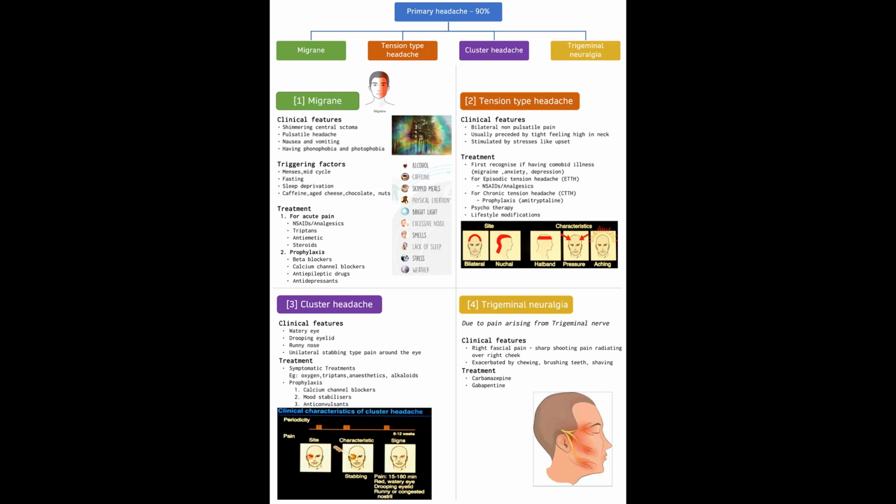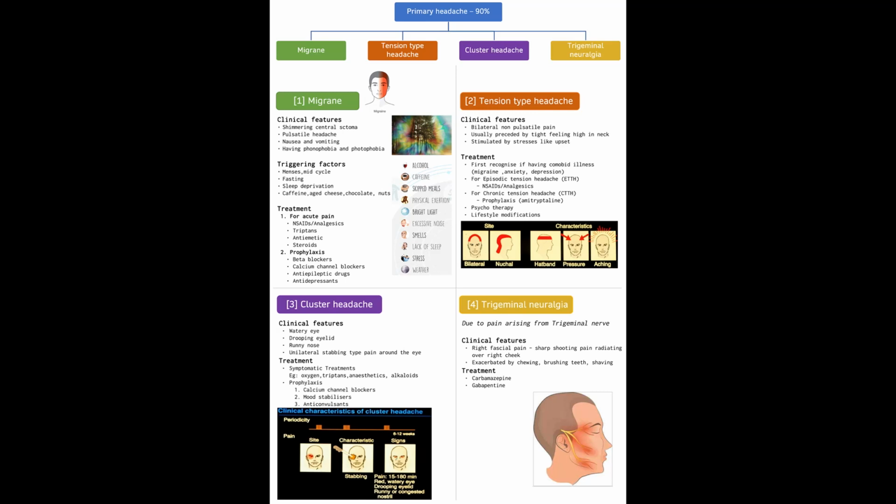We will turn on to our poster now. So our poster is mainly on the primary headaches. We do classify primary headaches into 4 categories. Those are migraine, tension type headache, cluster headache, and trigeminal neuralgia. When considering migraine, this is a very common condition.